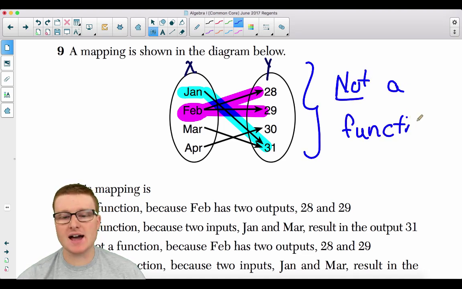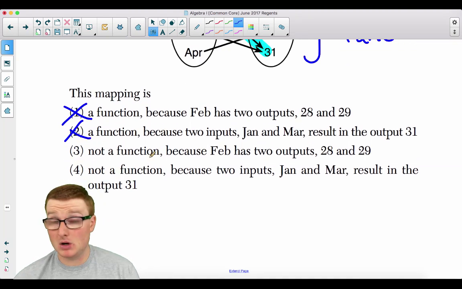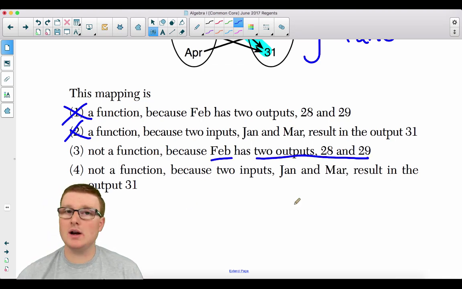Just for the sole fact that February repeats itself. So let's go ahead and find that answer. Is it a function? Absolutely not. Nope. Let's take a look at choice 3. Not a function, okay, because February has 2 outputs, 28 and 29. In other words, February repeats itself twice.